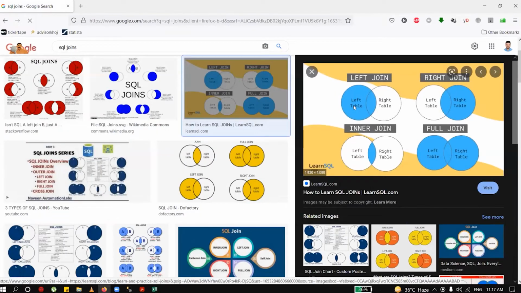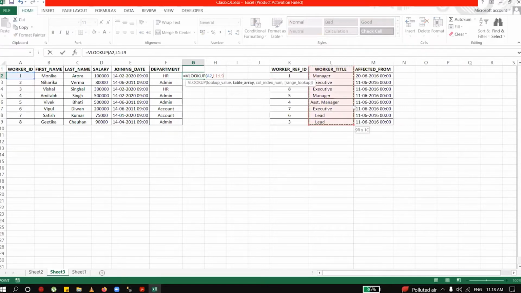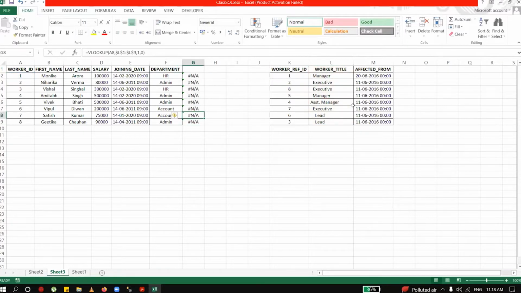So first is the left join. What is the left join? That I will keep all the keys of the left table and not worry about the right side. So these are the keys of the left table. Let us see what I can get. We look up over here and, suppose, get the manager title. Sorry, it is not L, but K. So for all the 8 ones, I can get the manager one. So it is going to be 2.